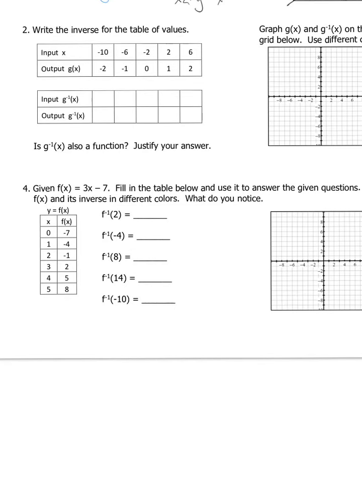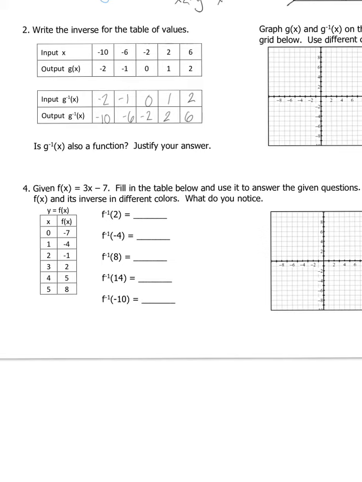Doing the same thing on problem number 2. Again, you have your input or your x and your output or your y, and we're going to flip those. My input's now my output. I'll do those all first. And my output was my input. I'm literally just flipping this table around. Now I can go ahead and graph.